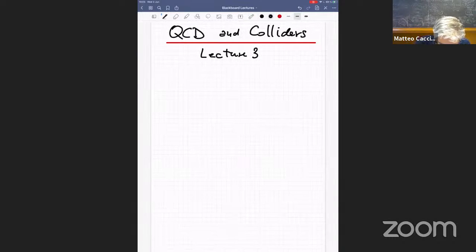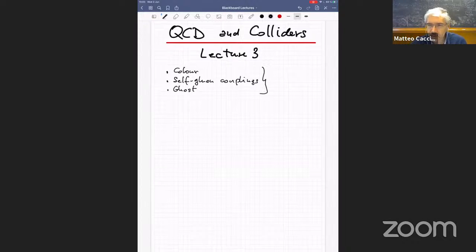These new features are the existence of color, the existence of self-gluon couplings, and, as I said, the need to use ghosts when quantizing the Lagrangian and when performing calculations. And all these three are essentially a direct consequence of the non-abelianity of the theory.